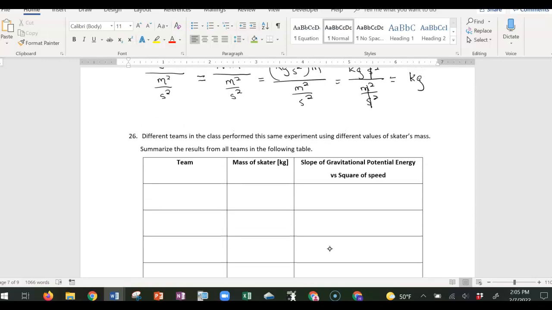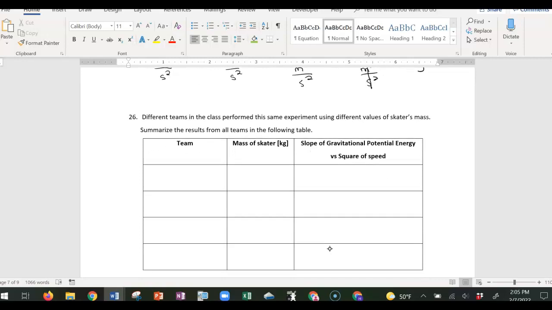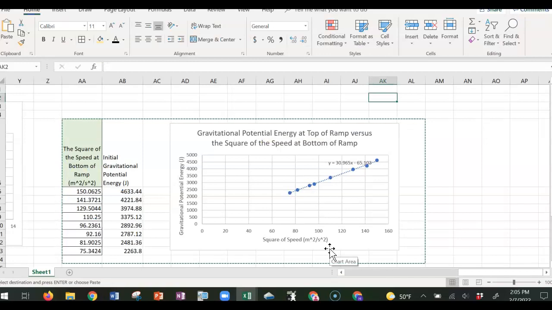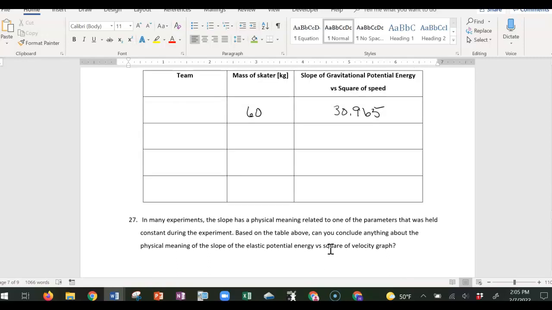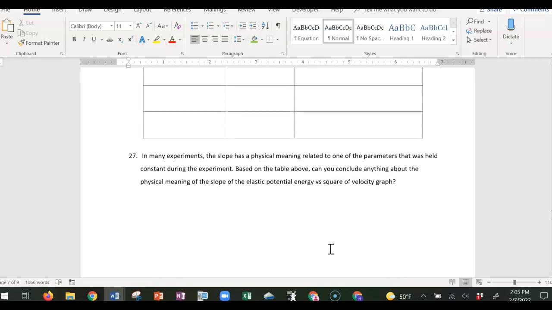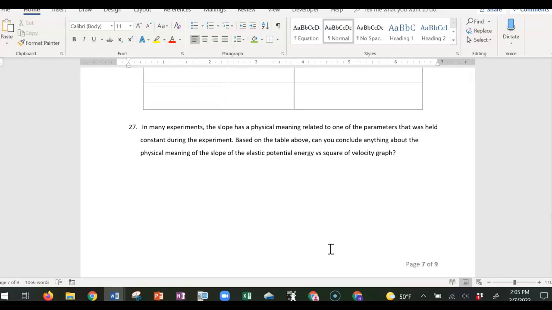And if we were to put several teams' results here using different values of the mass of the skater. So the mass of the skater was 60, and my slope was 30.965. And you'll find that for every team, the slope of the gravitational potential energy versus square of speed is approximately equal to half of the mass of the skater. And so we can probably conclude that here.